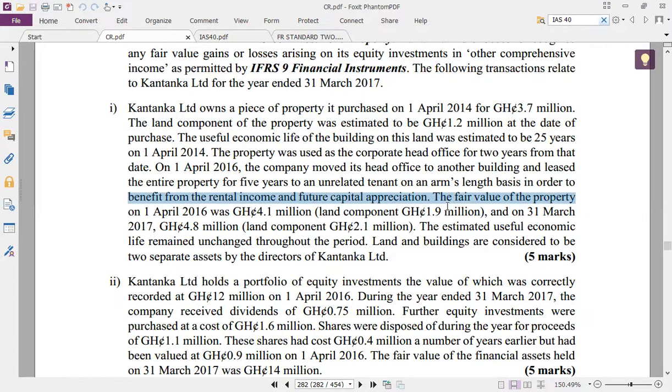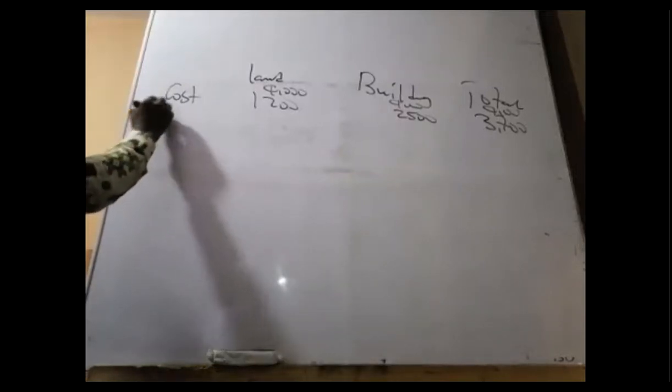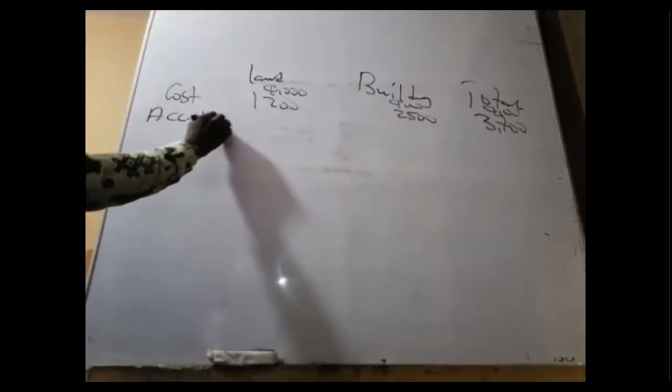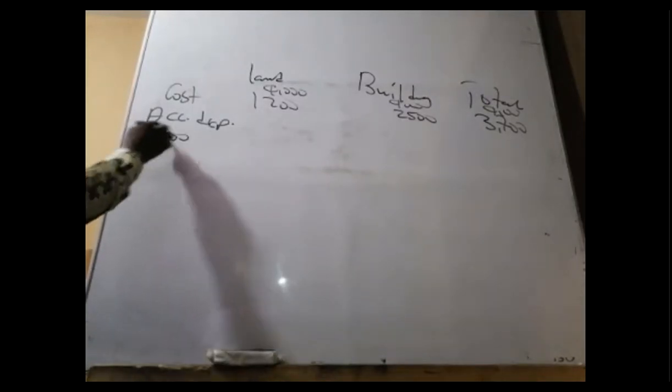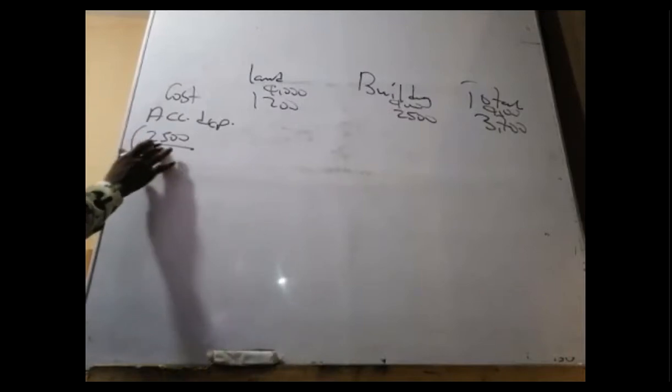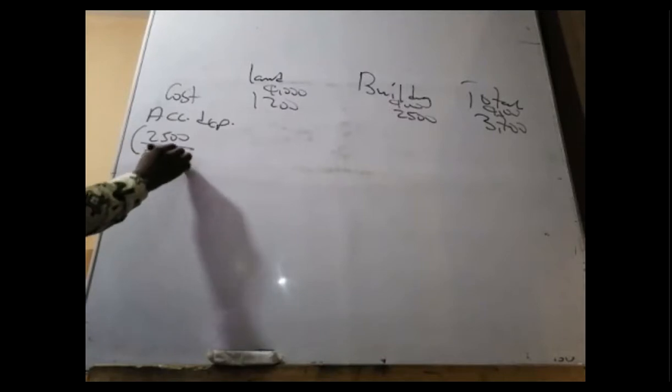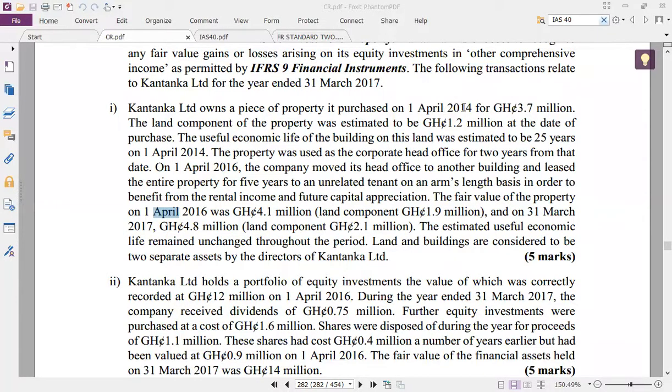Okay, so let's get the carrying amount at the date of the transfer. Let's do that before we continue. So we need the accumulated depreciation, right? And for how many years? 2 years. So 2,500 divided by 25 years, for 2 solid years. Let's be sure about the dates if it's 2 years. The starting point is 1st April 2014.